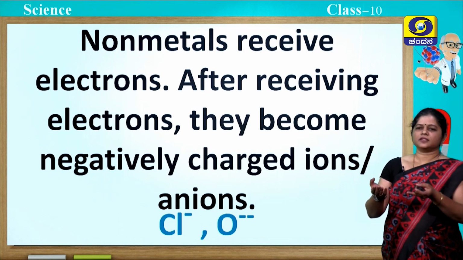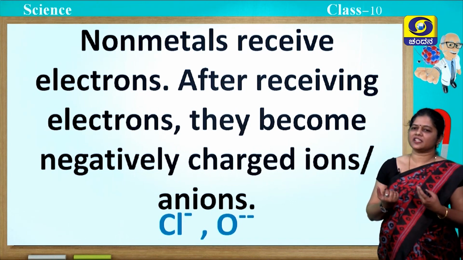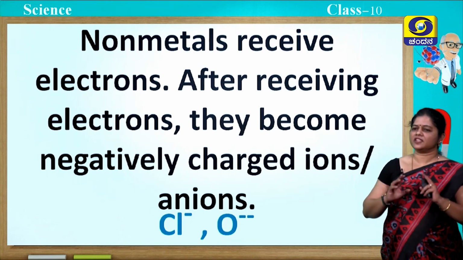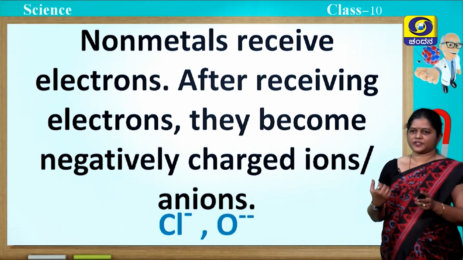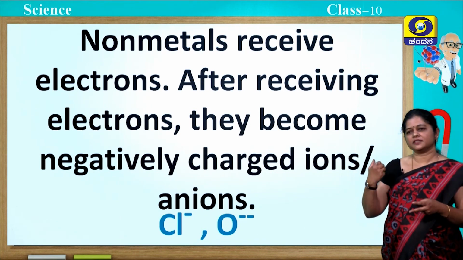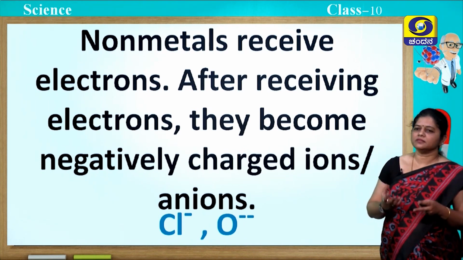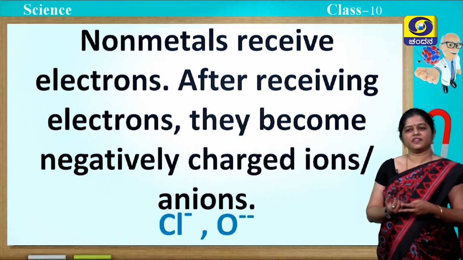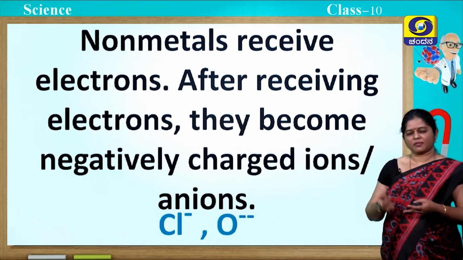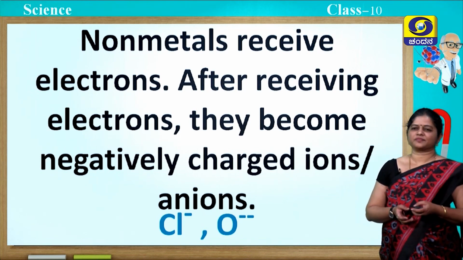Whereas when the non-metals receive the electrons, after receiving electrons, they become negatively charged ions or anions. When they receive electrons into their shells, an electron is added on and they gain an additional negative charge. That is why they become charged ions, and since they are negatively charged ions, they are also called anions. Chlorine, Cl minus, oxygen, O2 minus. So these are anions.